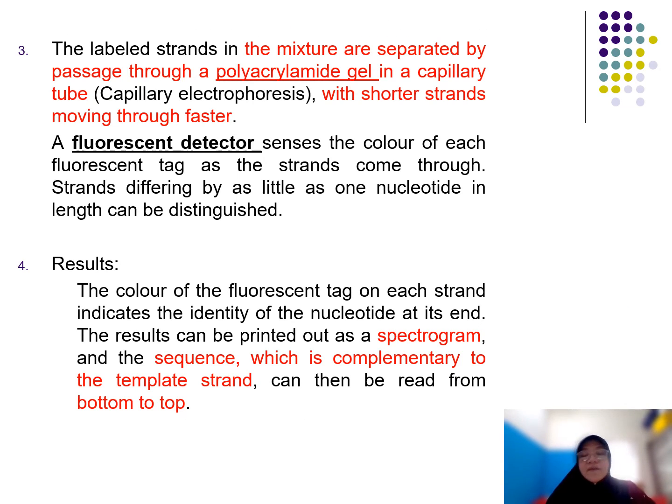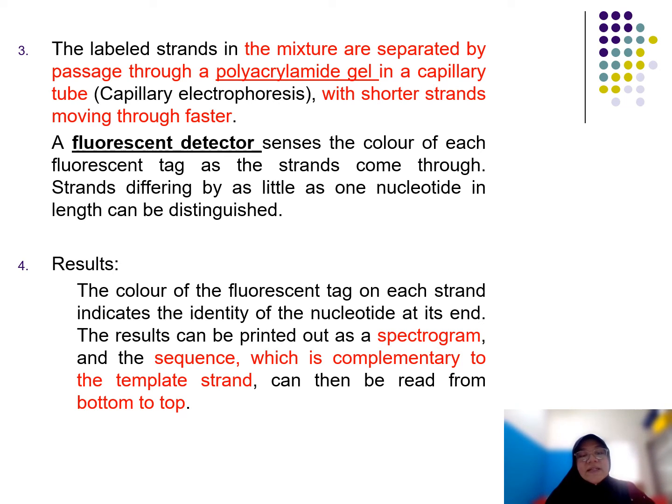Okay, then after they dah stop the fragments from elongating, dia akan produce fragments with different sizes. Okay, so the mixture then will be separated by passage through a polyacrylamide gel in a capillary tube, with shorter strands moving faster to the negative end. Okay, dia punya teori same with the gel electrophoresis. Mana the shorter fragments akan move faster to the negative pole.